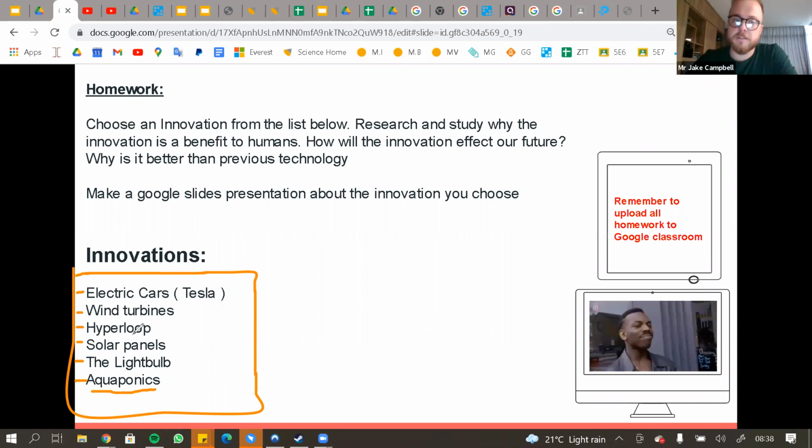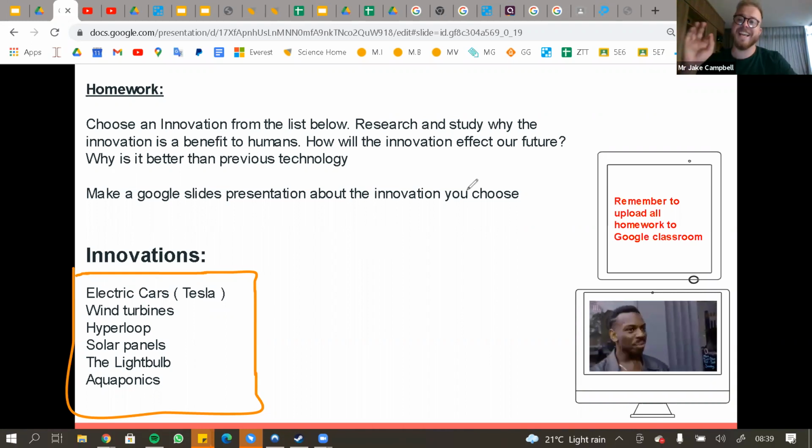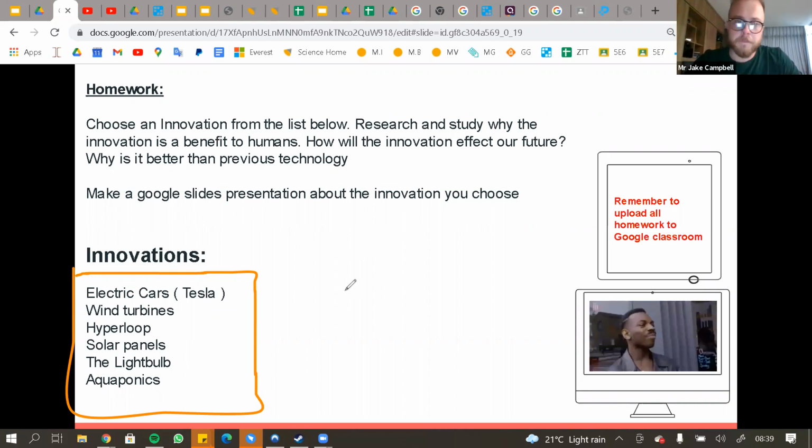Electric cars. Actually, you know what? All of them are easy apart from aquaponics. So if you want a challenge, do aquaponics. If you're a little bit stuck, just do one of the other ones. But choose one of these, and make a presentation about the innovation of the technology.